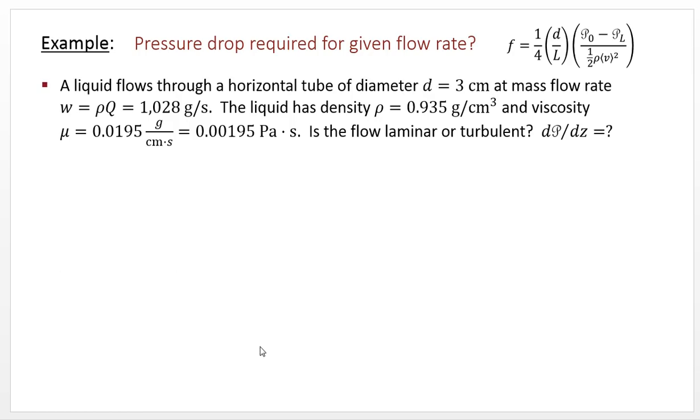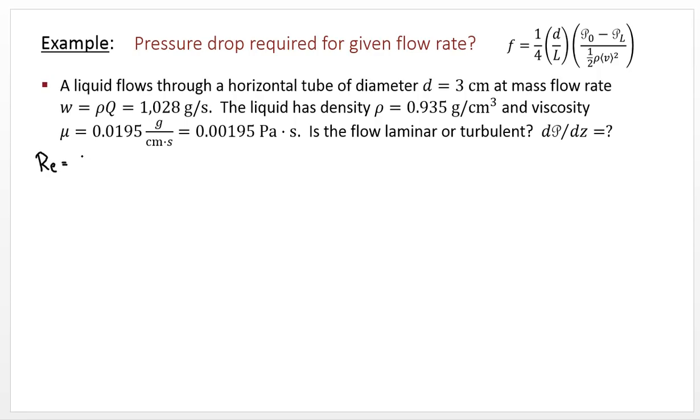All right, so let's reconsider this example and solve it. So the first question is, is the flow laminar or turbulent, or can we not tell? Well, the way to figure out if the flow is laminar or turbulent is to calculate the Reynolds number and see if it's larger or smaller than the critical value of about 2100.